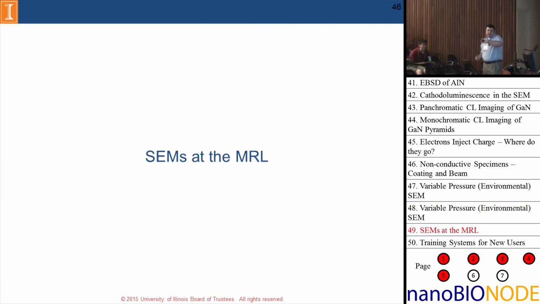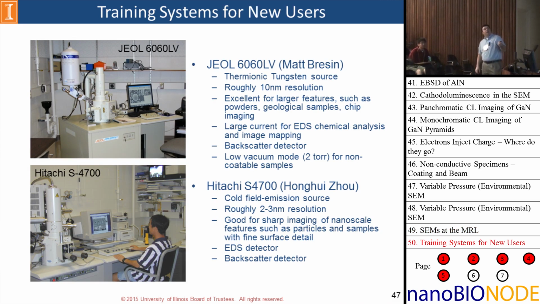So what SEMs do we have at MRL? We have 4. The JEOL 6060, which I'm in charge of, is a thermionic source, roughly 10 nanometer resolution. Thermionic's not quite so good for the resolution, but really good for things like geological samples, chip imaging, powder soils, most geological type stuff. Very good currents for EDS, chemical analysis and mapping. Has a backscatter detector, has the low vacuum variable pressure mode. That's the major advantage of this instrument.